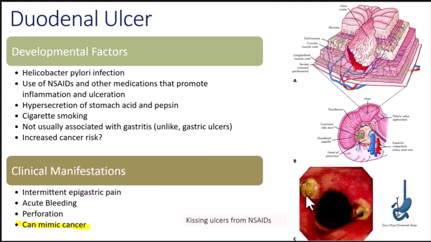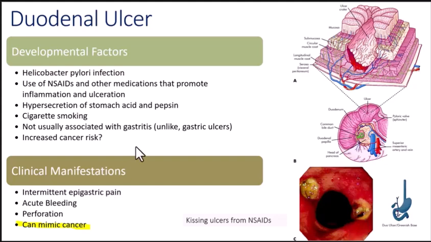This here is an example of what's called a kissing ulcer from overuse of NSAIDs. So what we have is, this is the duodenal wall. We have these ulcers that are found on opposite walls, and when there's movement of the intestinal tract, it can look like these ulcers come together and kiss, so they're called kissing ulcers.